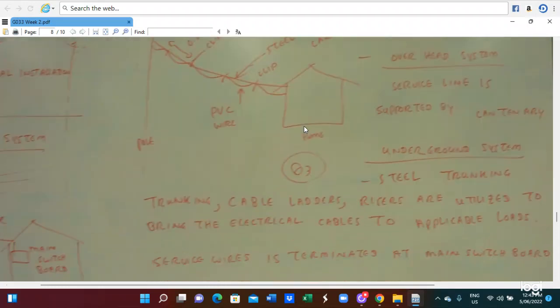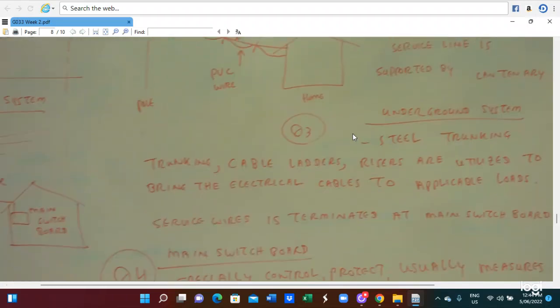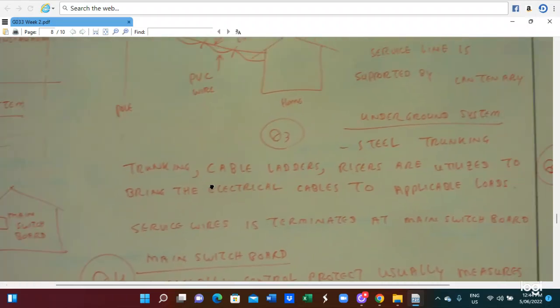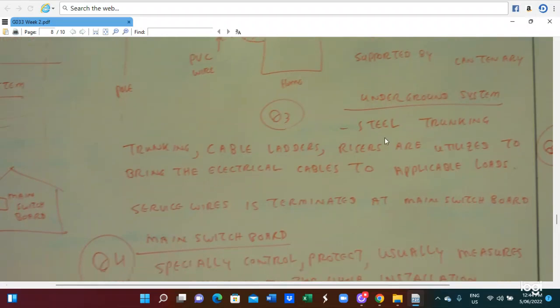So this wiring system is provided either by the overhead system or the underground system. In the underground system, we use steel trunking, cable ladder, and risers are utilized to bring the electrical cable to the appliances below. So this is the underground system.